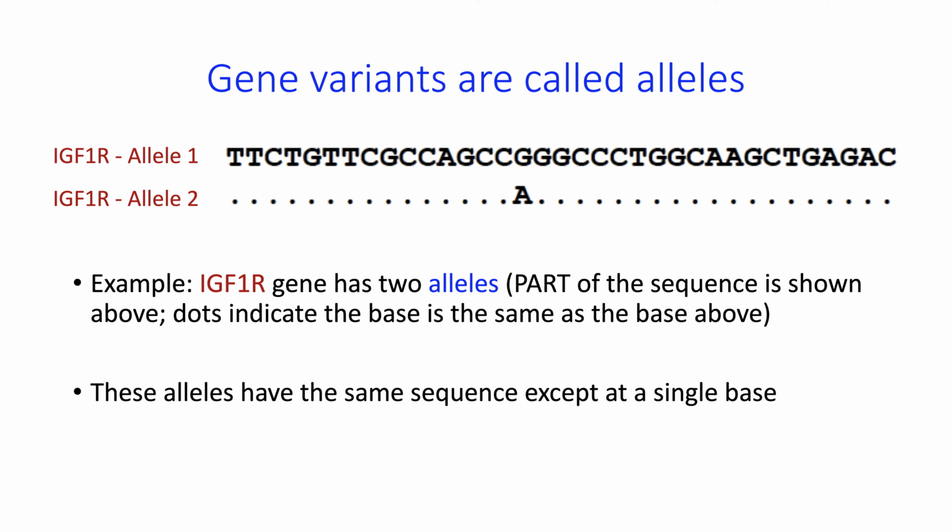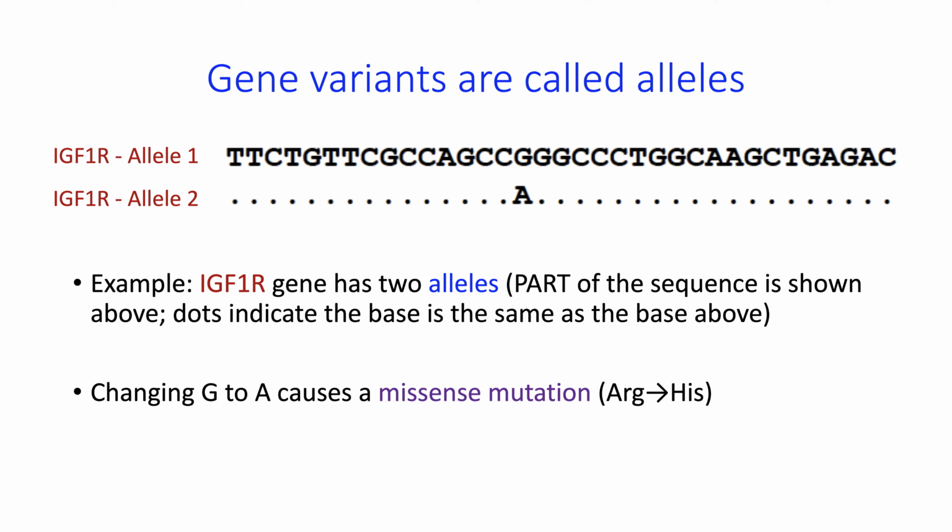In terms of what happens to the amino acid sequence, this mutation is a missense mutation because it changes arginine to histidine. So the protein product that's produced from this IGF-1R gene has exactly the same primary sequence of amino acids, except that at this one particular position, allele 1 codes for an arginine and allele 2 codes for a histidine. Does this have an effect on the protein structure and the phenotype of the organism? Well, the answer in this case is yes.